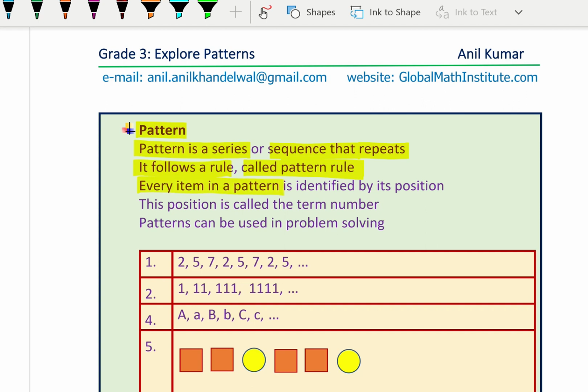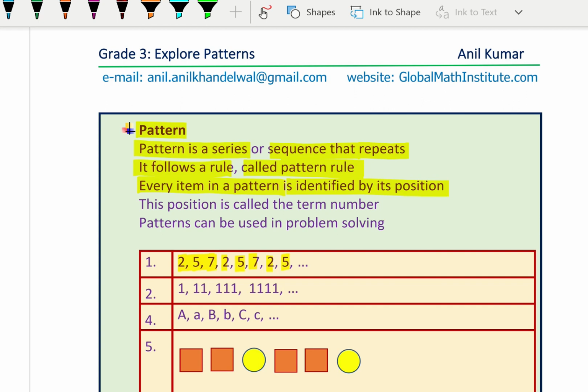Every item in the pattern is identified by its position. So for example, we have given here a couple of patterns. The very first pattern here is 2, 5, 7, 2, 5, 7, 2, 5, and so on. So as you can see, the terms 2, 5, 7 repeat. So it has a rule to follow that these three digits, 2, 5, 7, in order will repeat.